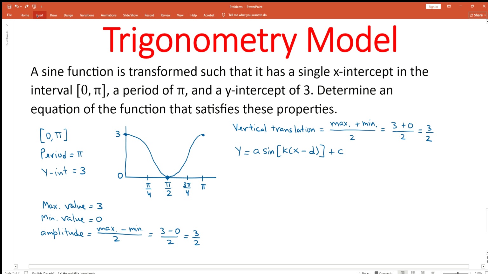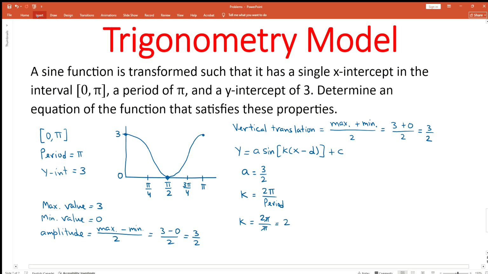Let's start with a. We can assume there is no vertical reflection for this function. So a is equal to the amplitude value 3 over 2. We can find the value of k from the formula 2 pi over period. The given period is pi. 2 pi over pi can be reduced to just 2. We can cancel out the pi's.